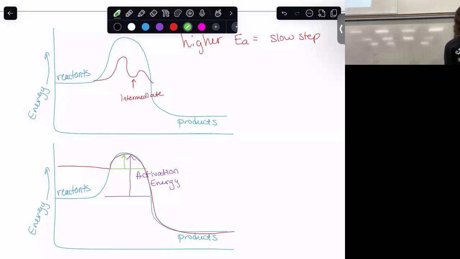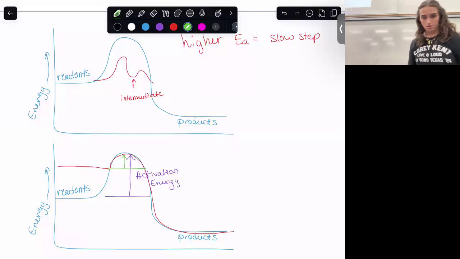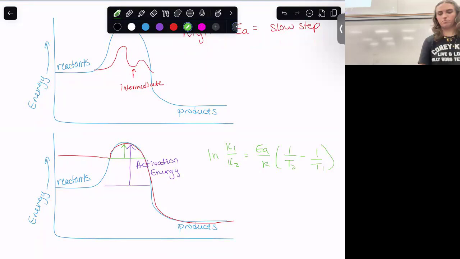So does that mean that we have an inverse relationship between the energy of our reactants and our activation energy? So as this increases, will this always decrease? Yes, and vice versa. And that also plays into this equation, your Arrhenius equation, or your combined Arrhenius equation.